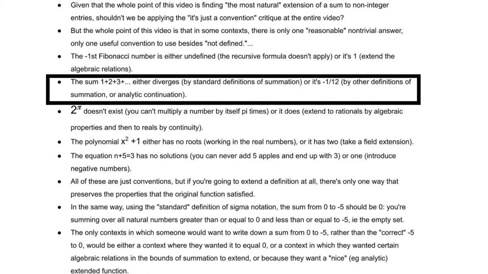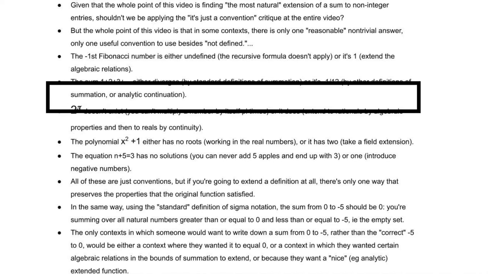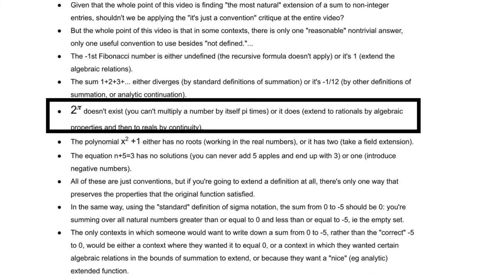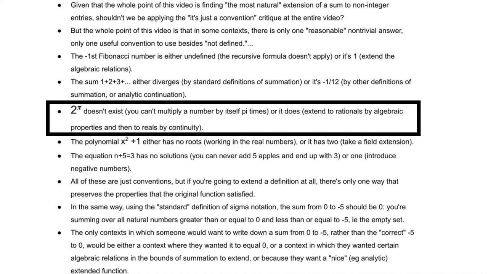2π doesn't exist, you can't multiply a number by itself π times, or it does, extend to rationals by algebraic properties and then to reals by continuity. Again, this is a matter of domain extension, domain restriction.